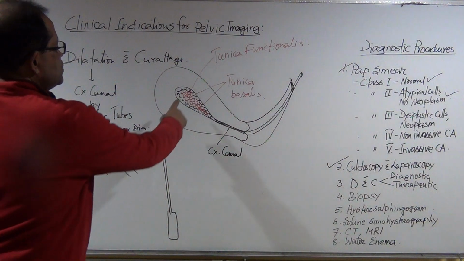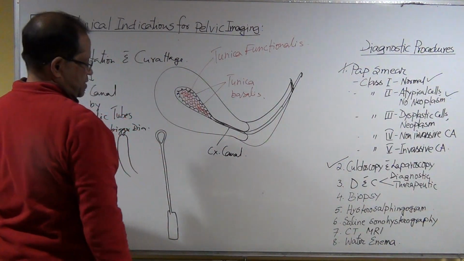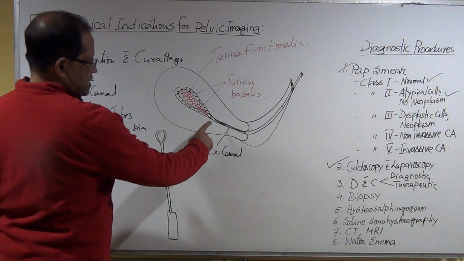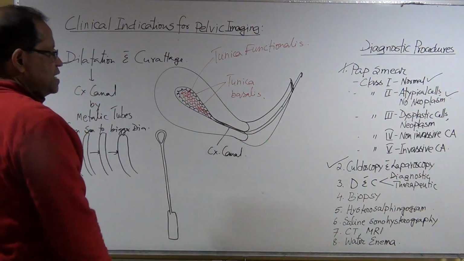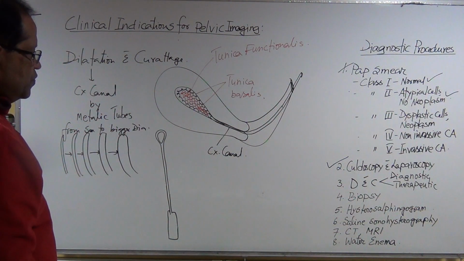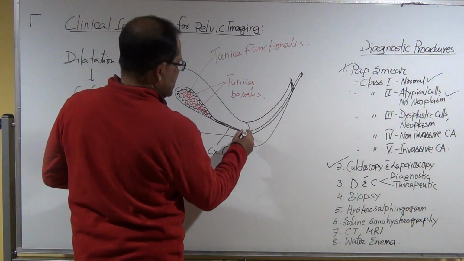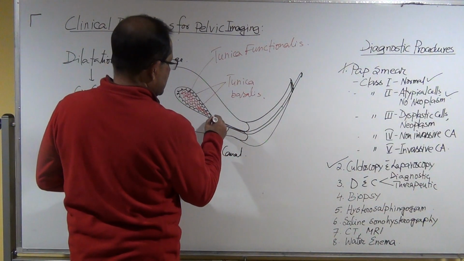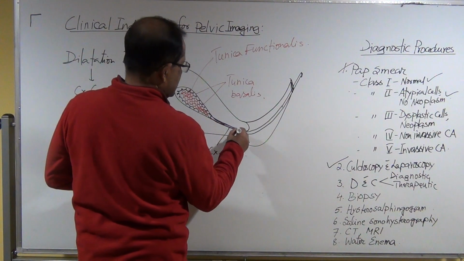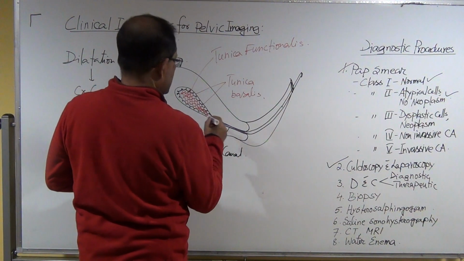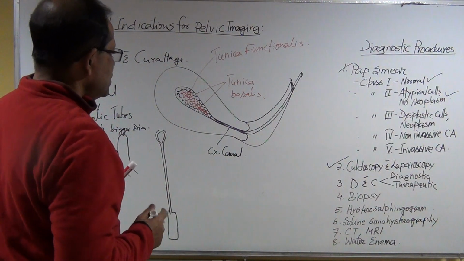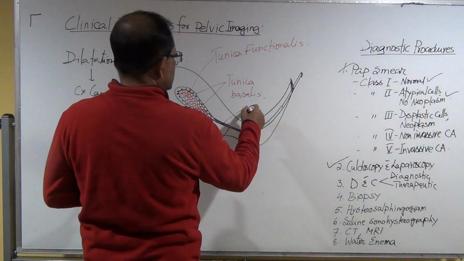So now this is known as curettage. And this is dilatations by the metallic tube. Okay, so this, let me put the different color. Okay, so this is the device.